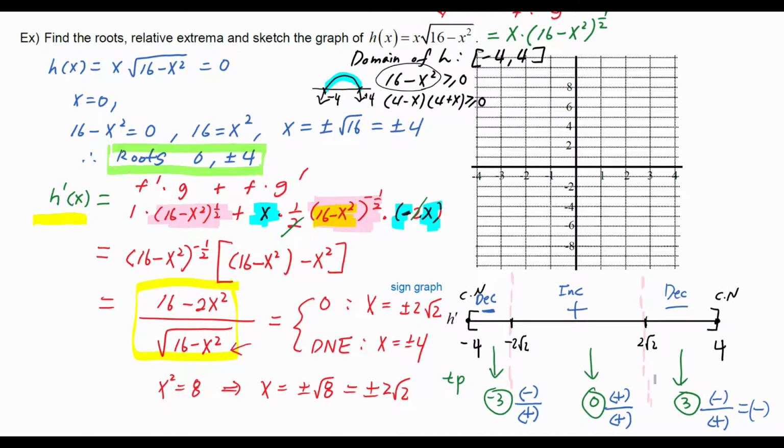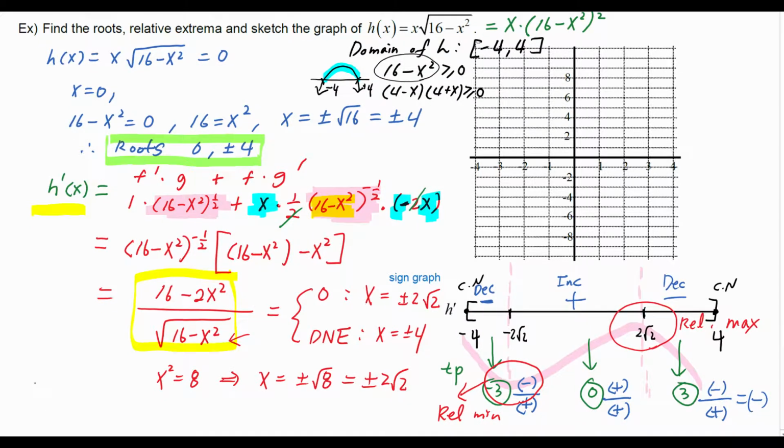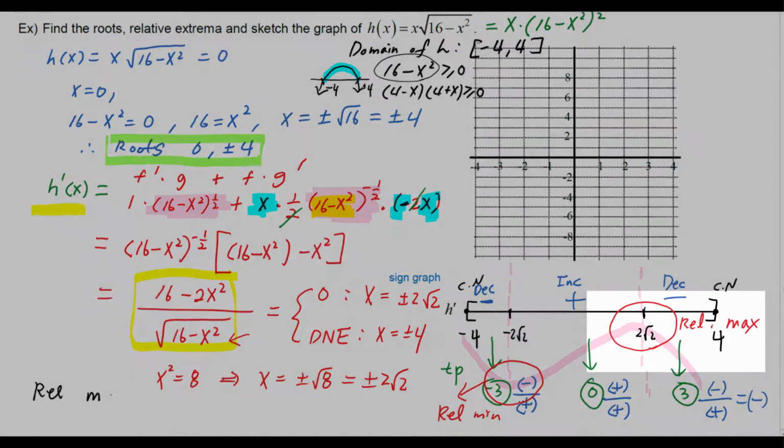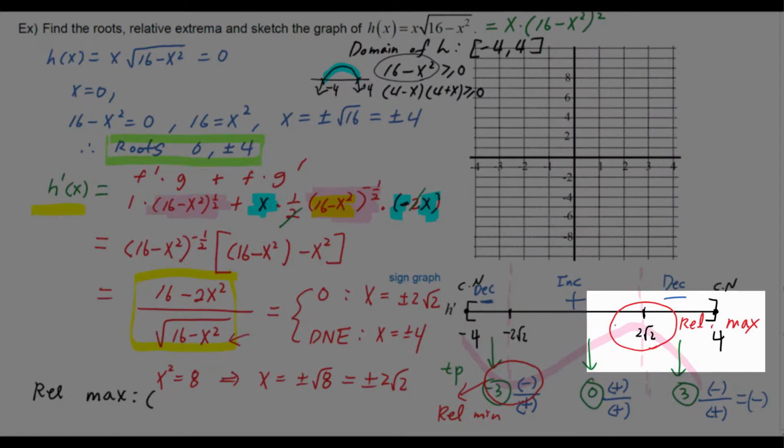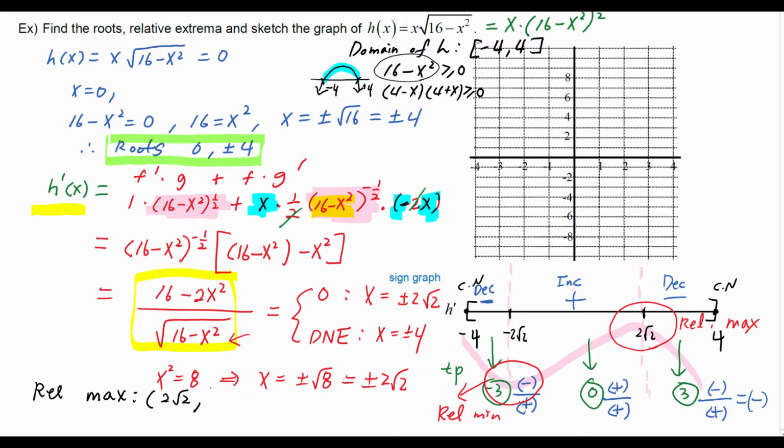I'm just going to draw a line here just to see what my graph should look like. So my graph should be decreasing and then increasing and then decreasing, which will give me a relative minimum here and a relative max there. What's my relative maximum? My relative maximum happens right here, at 2 radical 2 comma, and where do you plug this value in? Into your original function. So that will be h of 2 radical 2.